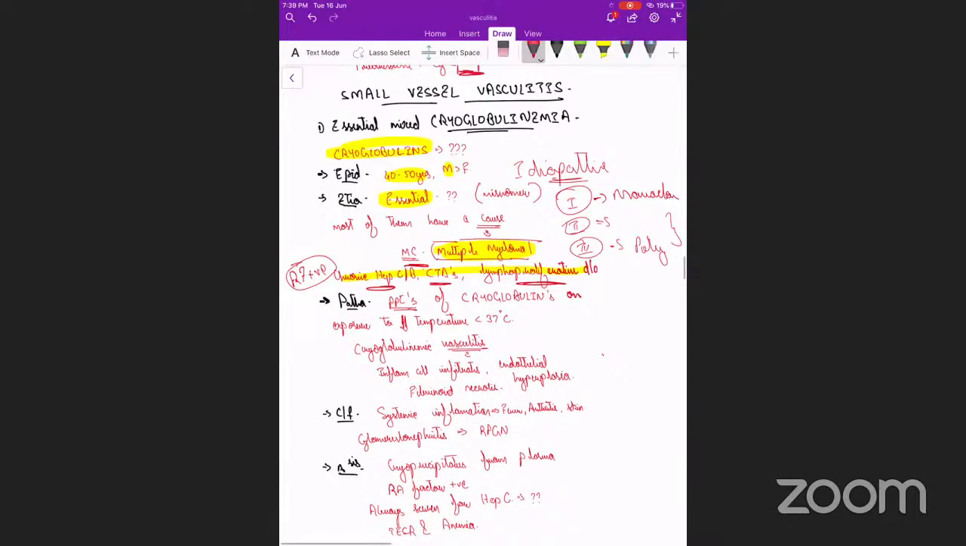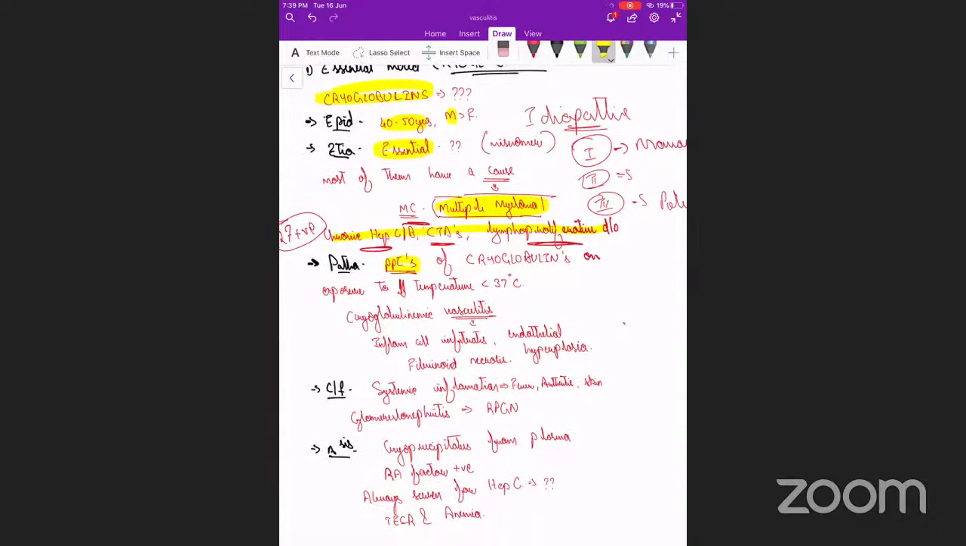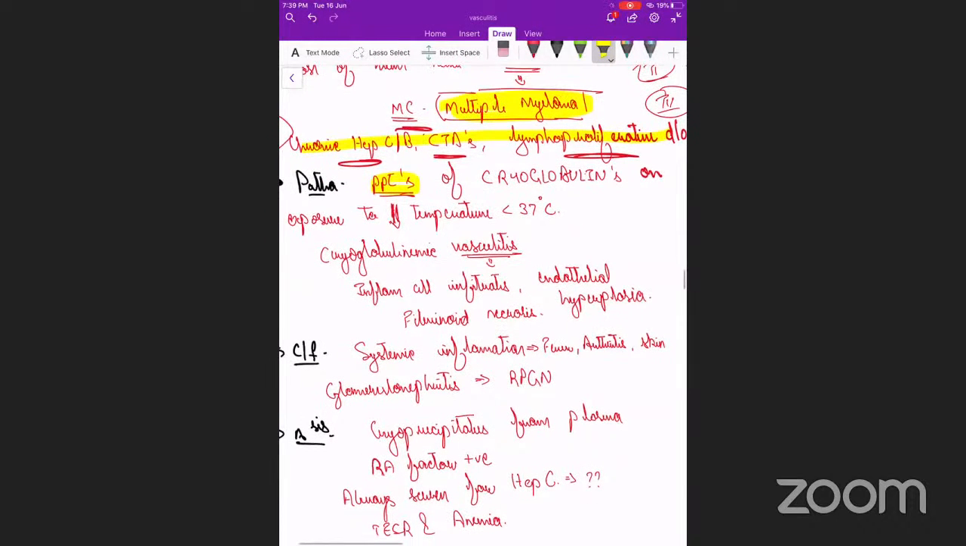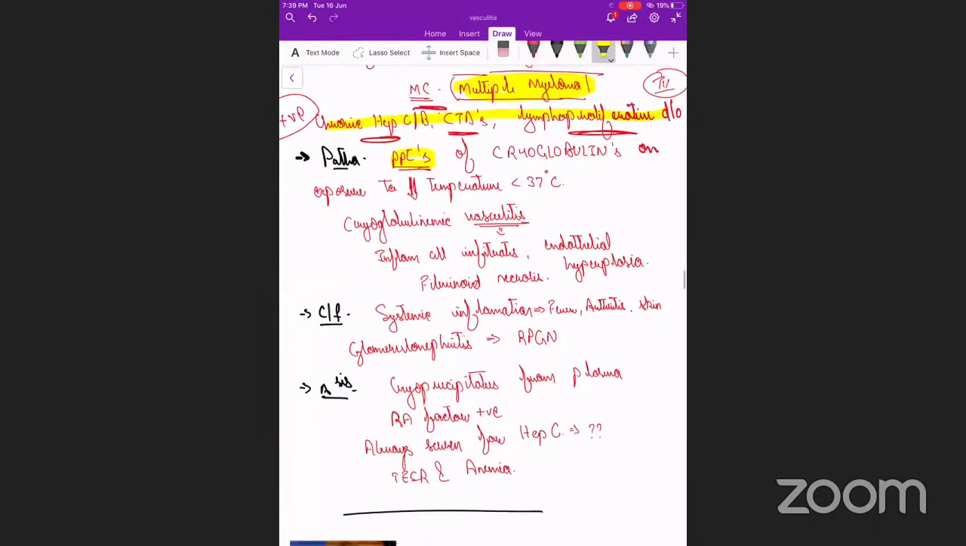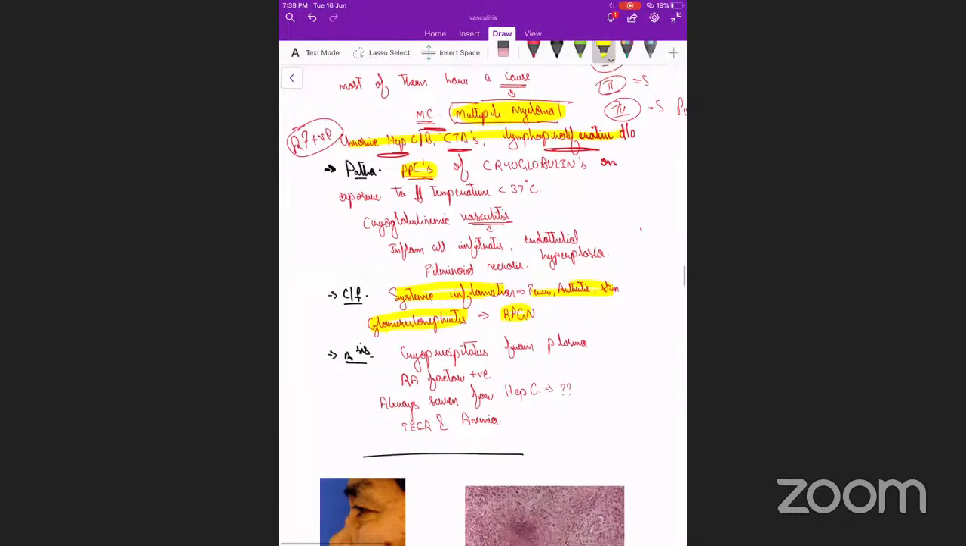So, pathogenesis: these cryoglobulins go and precipitate. Since they precipitate in the blood vessel, it will lead to ischemic complications. Okay. So next, features: normal features of systemic inflammation will be there. And if kidney gets involved, this causes glomerulonephritis, like RPGN, and any other vessels can be involved since it's a small vessel vasculitis.